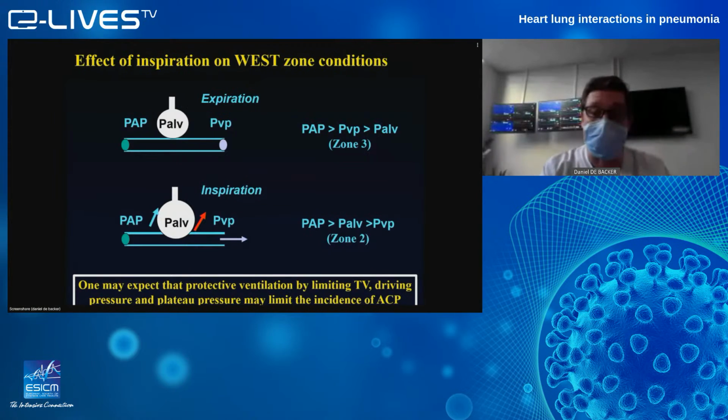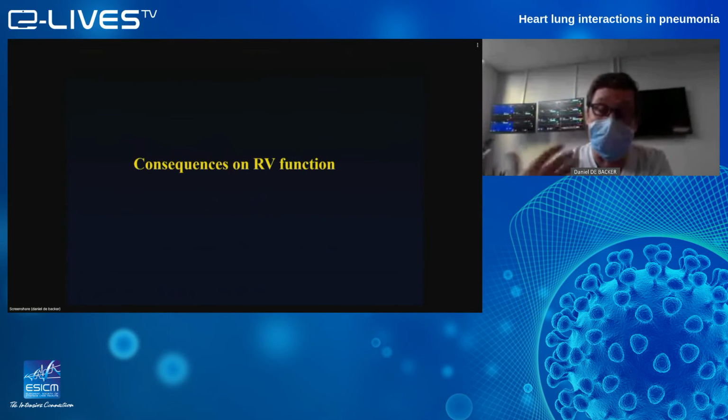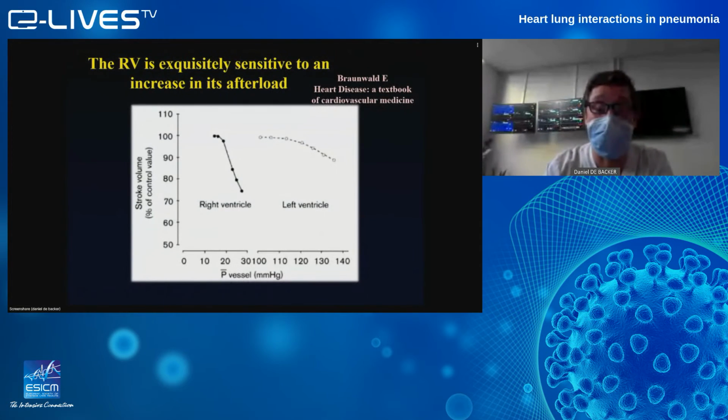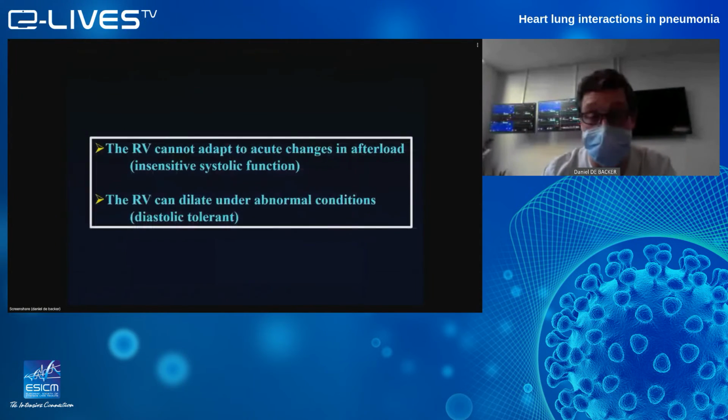So one may expect that the protective ventilation that we apply in many patients by limiting tidal volume and, of course, limiting driving pressure and plateau pressure may limit the incidence of acute cor pulmonale. But what are exactly the consequences on the right ventricular function? Well, the problem is that the right ventricle is very sensitive to an increase in its afterload. These are data from Brown showing that indeed the right ventricle decreases stroke volume for a minimal increase in the pressure in the pulmonary artery.